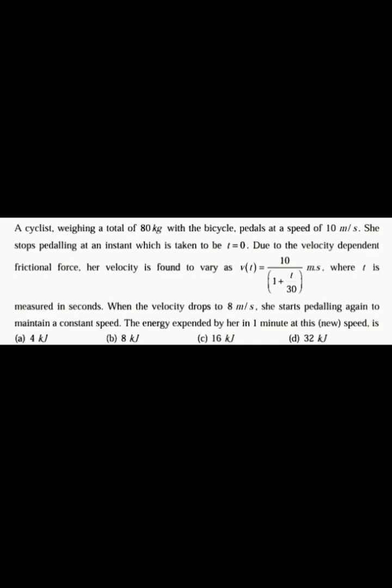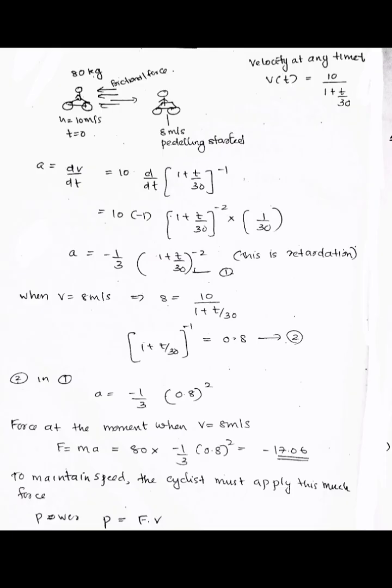Next question is, a cyclist weighing a total of 80 kg with the bicycle pedals at a speed of 10 meter per second. She stops pedaling at an instant which is taken to be t is equal to 0. Due to the velocity dependent frictional force, her velocity is found to vary as v of t is equal to 10 divided by 1 plus t by 30 meter per second, where t is measured in seconds. When the velocity drops to 8 meter per second, she starts pedaling again to maintain a constant speed. The energy expended by her in 1 minute at this speed is dash.